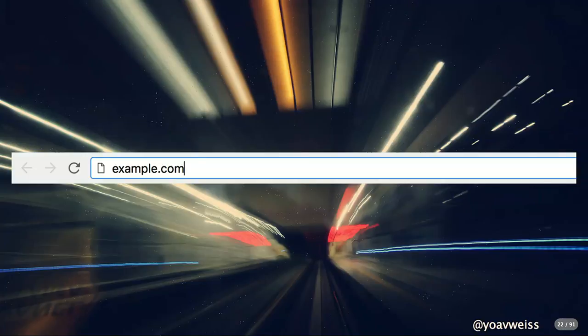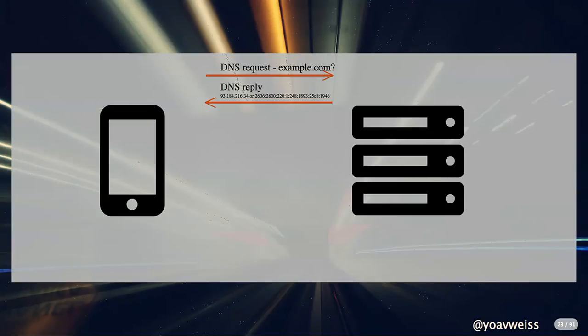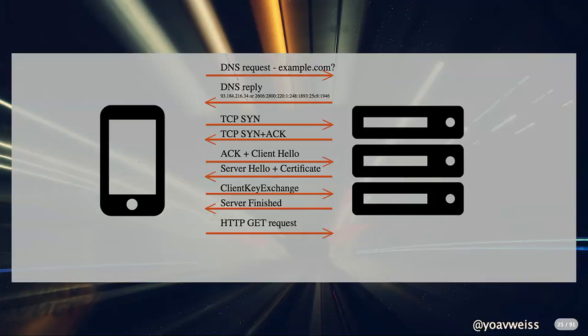And what happens when the user clicks on a link or types in an address to the URL bar? Well, first of all, the browser is sending out a DNS request and gets a DNS response as to where that server is, which takes us one RTT. Another RTT is used to establish a TCP connection, and then two more RTTs for TLS, and only then can the request for the resource go out to the server.